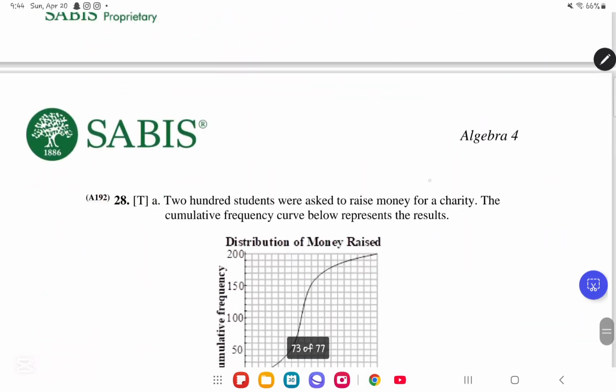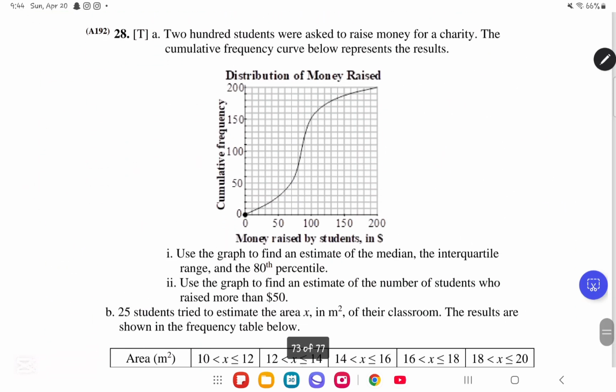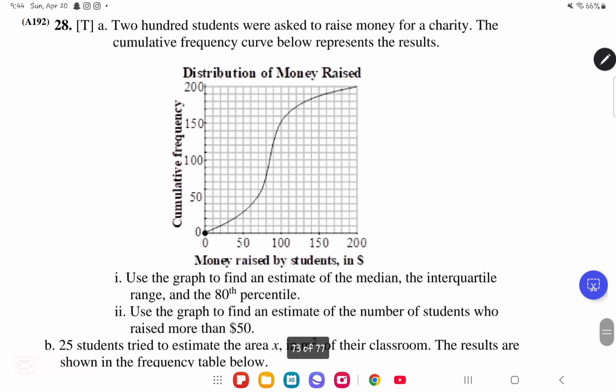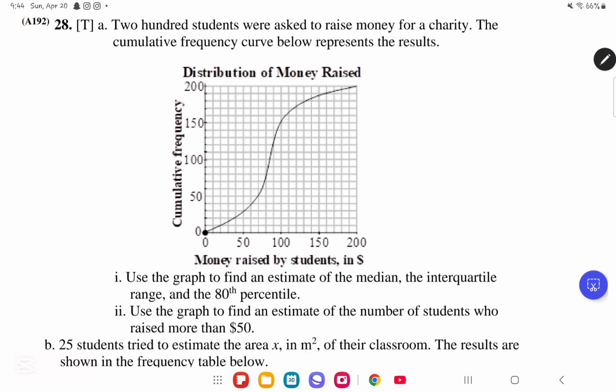So, question 28. 200 students were asked to raise money for a charity. The cumulative frequency curve below represents the results. Use the graph to find an estimate of the median. The median is 50% of the total frequency. So 50 over 100, forget the percent, 50 over 100 times 200, you're going to get 100. So you're going to go to 100, you're going to get this point over here, and you will estimate it.